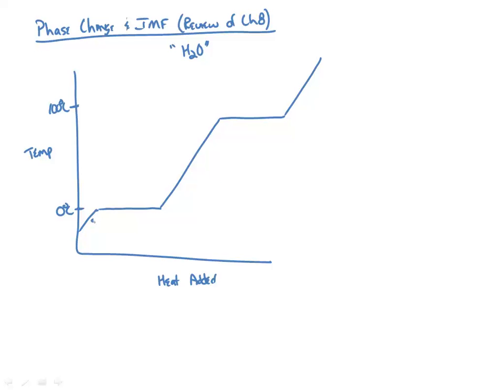And then we said that this was our solid. This is solid plus liquid. This is our liquid portion of the graph. This is our liquid plus gas. And that's our gas portion of the graph.